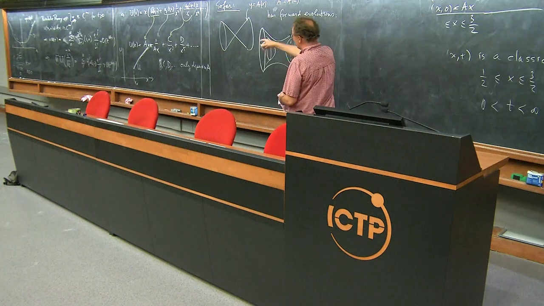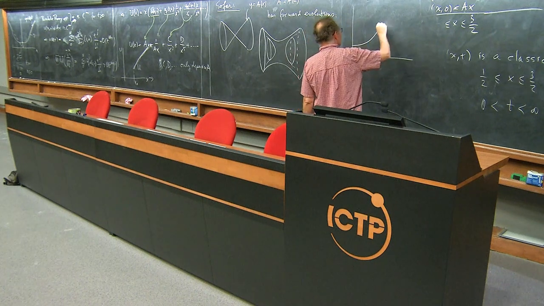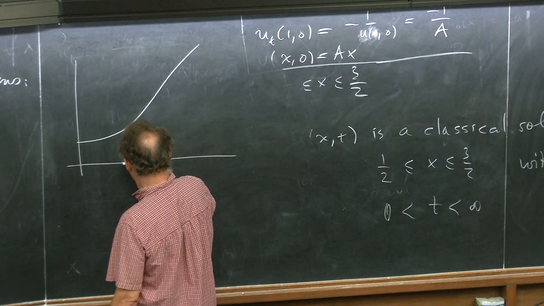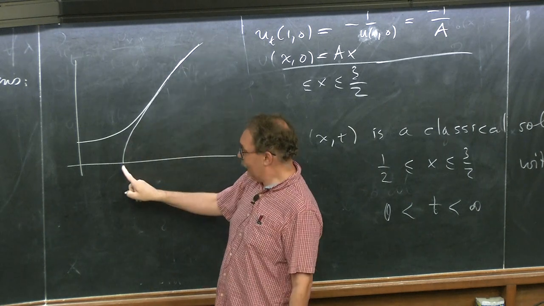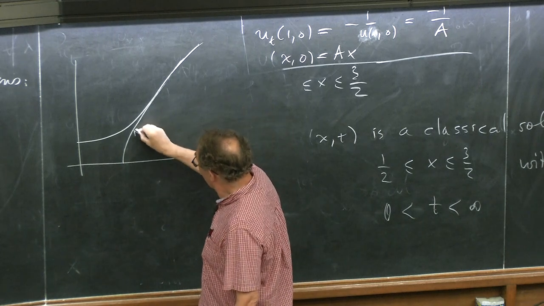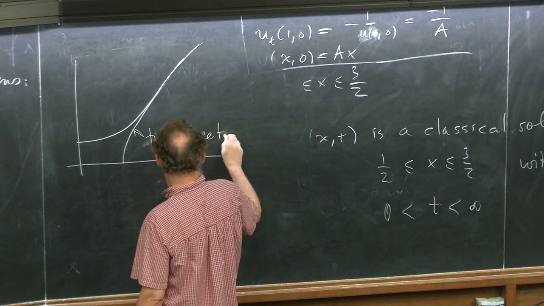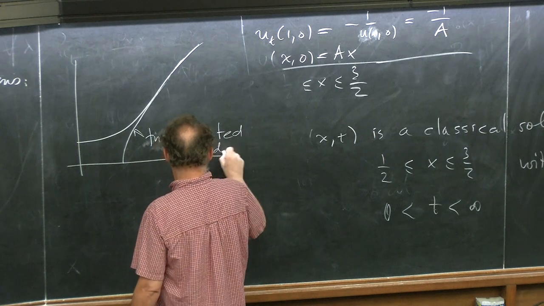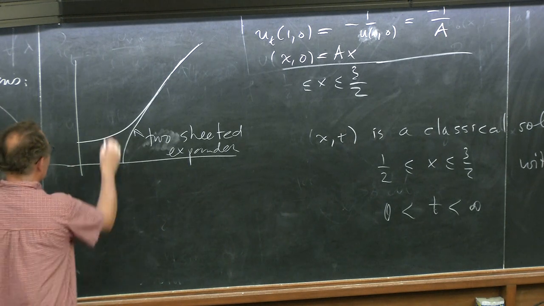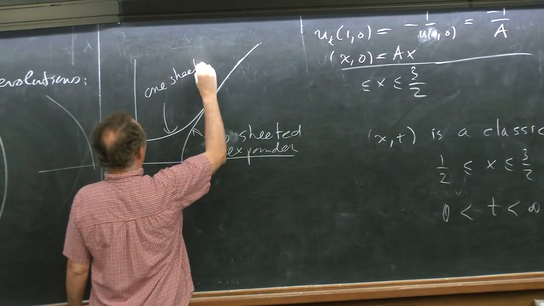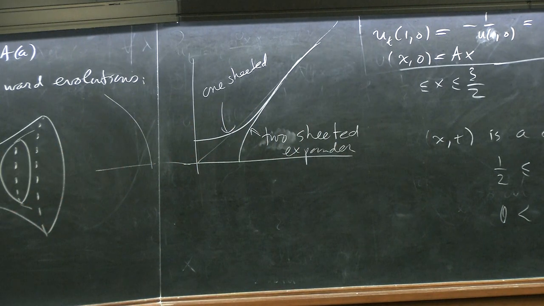So the asymptotic expansion tells us the following. What do these things look like? So the one-sheeted expander is this. And the two-sheeted expander is the graph of a function. It has infinite derivative here. And I say two-sheeted expander because you're supposed to imagine another one over here. And this is the one-sheeted. Both are asymptotic to this cone. And as x goes to infinity, they both have this exact same expansion.